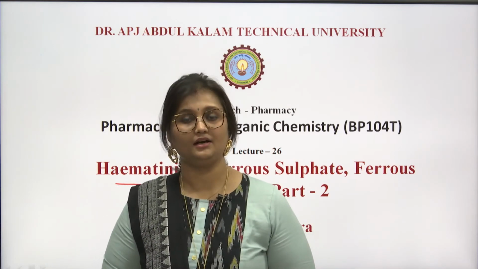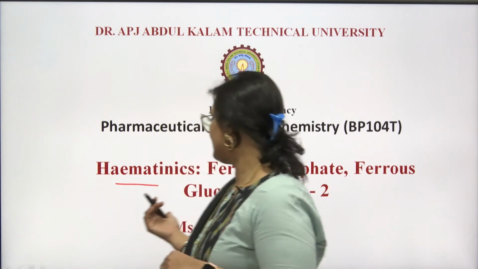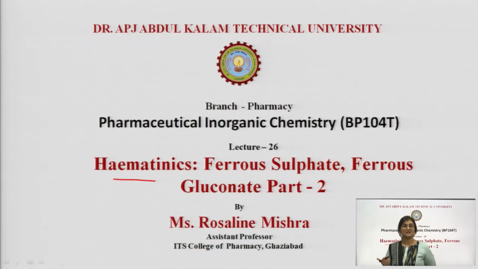As we can see here in our slide, our syllabus expects us to learn two major types of hematinics: ferrous sulphate and ferrous gluconate. In our previous class we already discussed ferrous sulphate. We saw its structure, its physical properties in detail, and its chemical properties in detail. Apart from that, we also discussed the assay of ferrous sulphate, its various uses, etc.